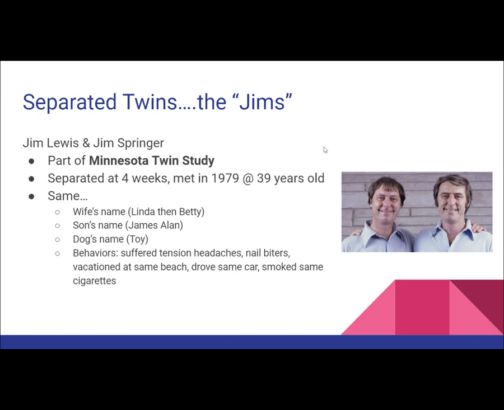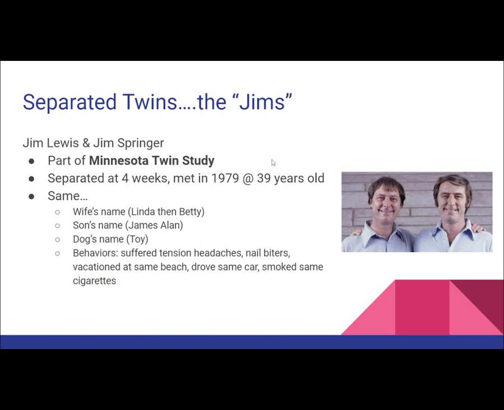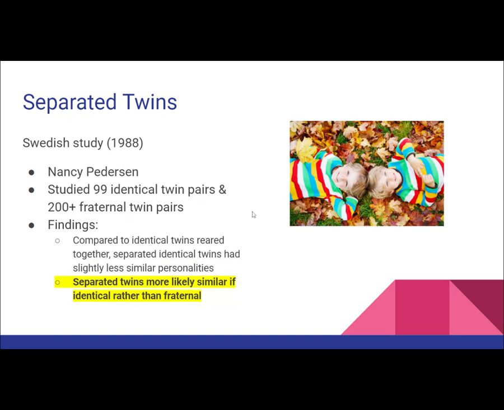So genetics, what we see from this, plays a really, really big role. When people have the same genes, they turn out pretty similarly. And in separated twins, in another study that was entirely focused on that in Sweden, they found that compared to identical twins reared together, separated identical twins had slightly less similar personalities. So the findings weren't exactly as strong as this 1979 twin study, but they still showed that they were relatively similar. Right? Identical twins were very, very similar.